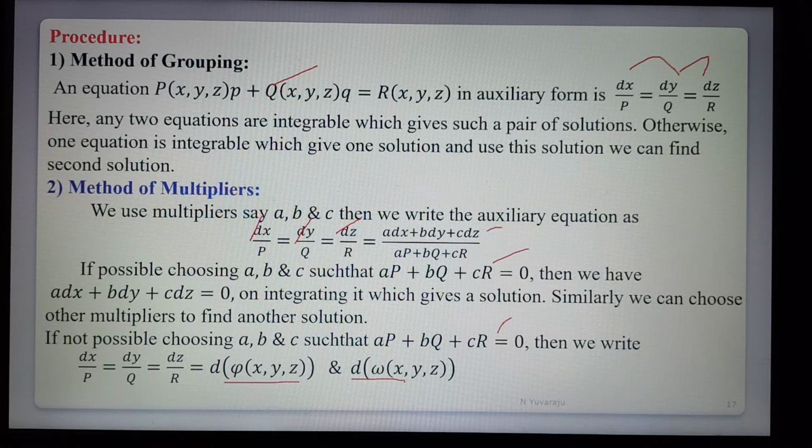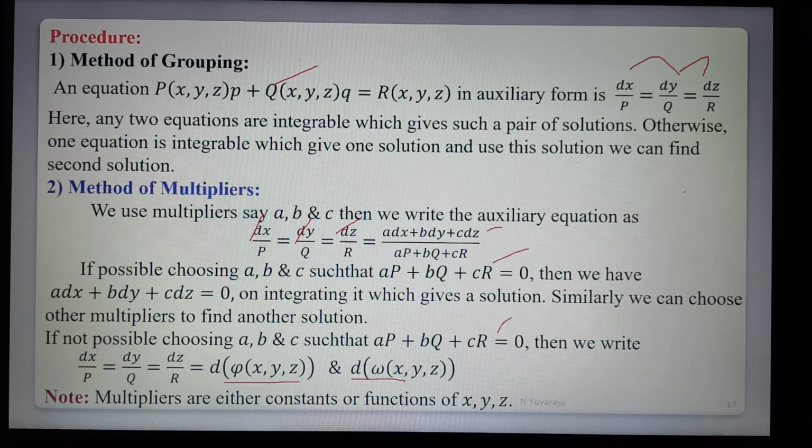So when the denominator is not equal to 0 while choosing the multipliers, these are the two cases: one is 0, the second one is non-zero. So this is the method of multipliers, where multipliers are either constants or functions of x, y, z. This is the procedure.